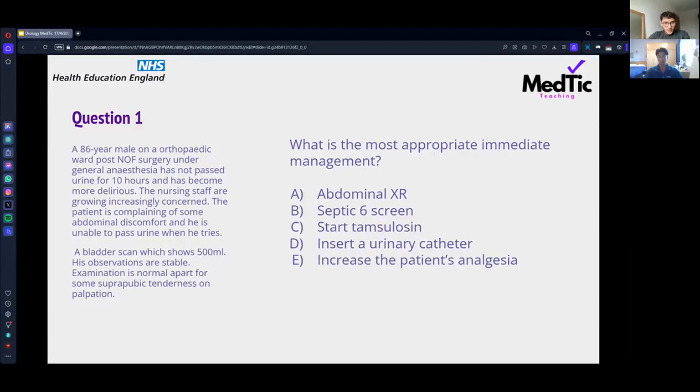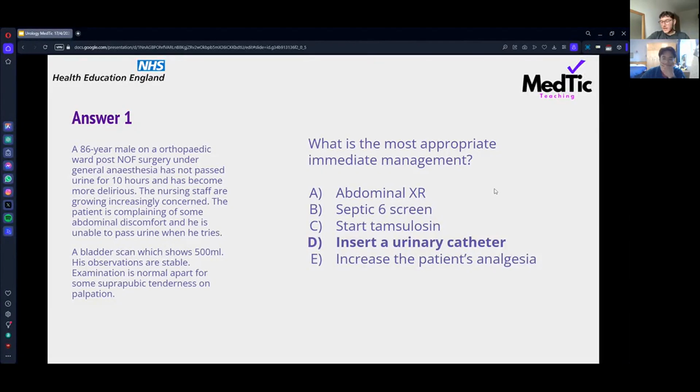So feel free to move on to the answer slide, Aaron. In this first question, essentially the diagnosis you should have recognised as acute urinary retention. And from that, the immediate management would be to insert a urinary catheter. The way you could discern that the patient was in acute urinary retention is from the history: they had abdominal discomfort and weren't able to pass urine, and the bladder scan showing 500 millilitres is quite a lot.